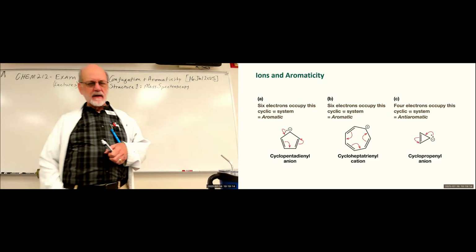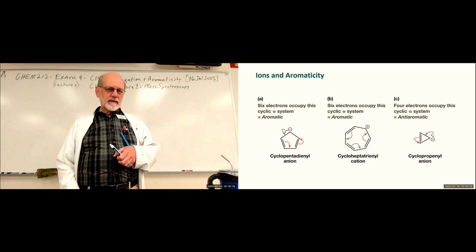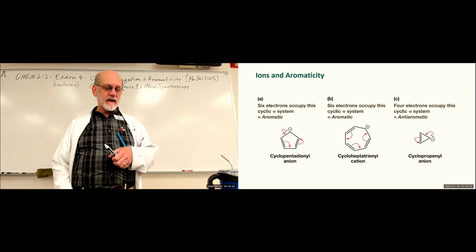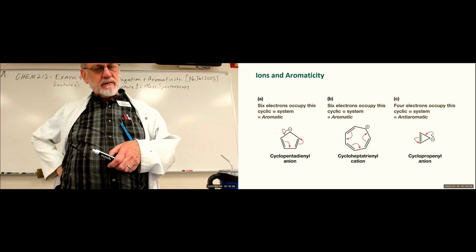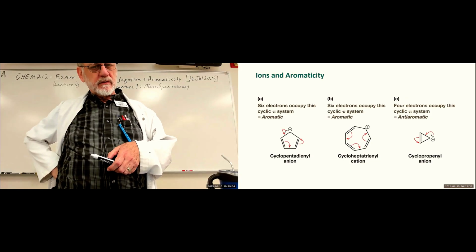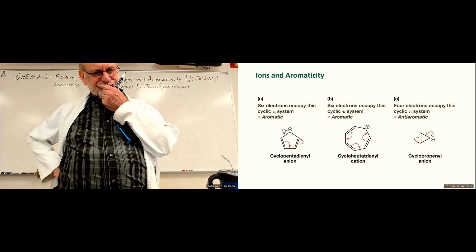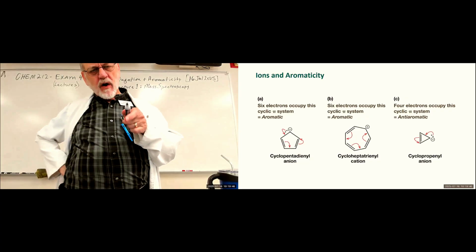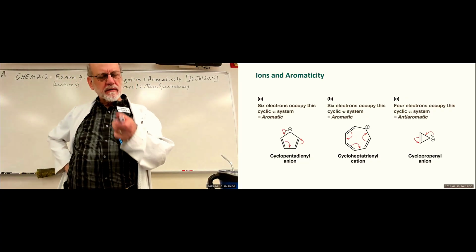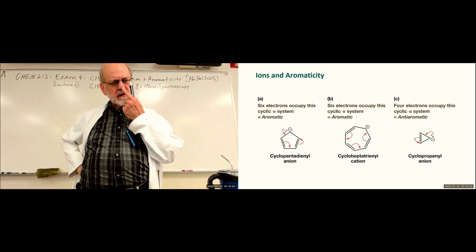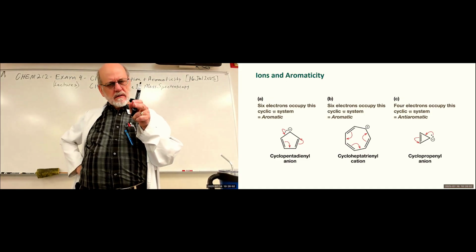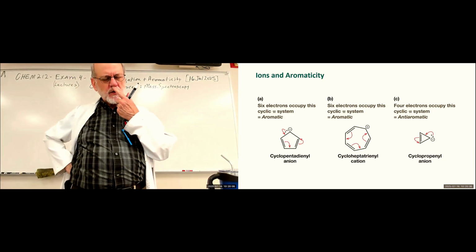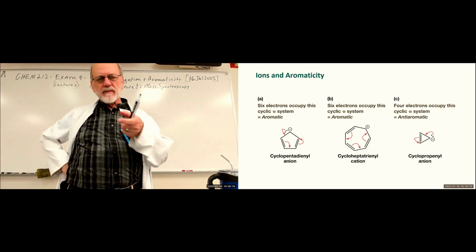All right, how about these? This is cyclopentadienyl anion. 6 electrons occupy this cyclic pi system, aromatic. Now, how do we know that lone pair on that carbon is parallel with the other carbon p orbitals? Because that negative carbon would have to be sp2 hybridized in order to accommodate 2 bonds and a lone pair.